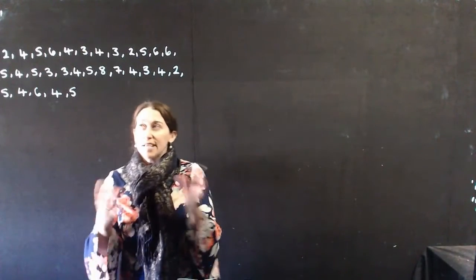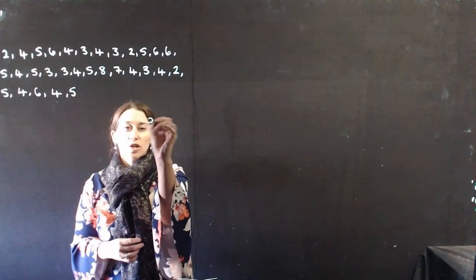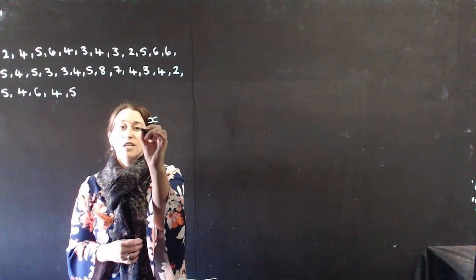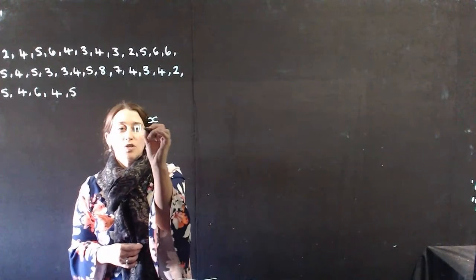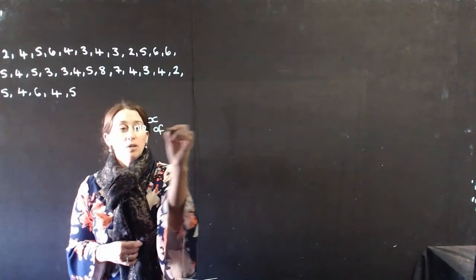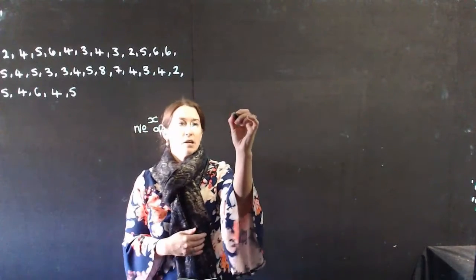So in order to set it up, I need to think of a more organized way. So I'm going to do this as a frequency table. Here I've got the number, so I'll use NO, of people. You can write it living in the house if you like. I'm just going to hurry this along.